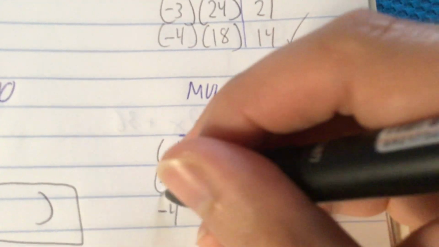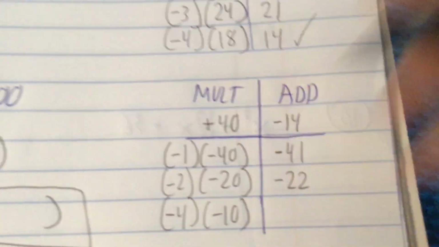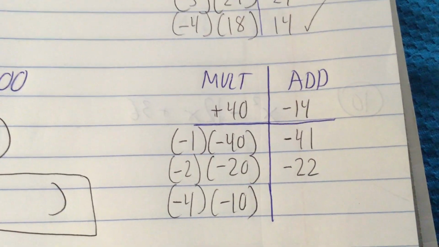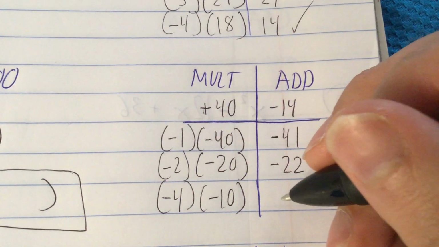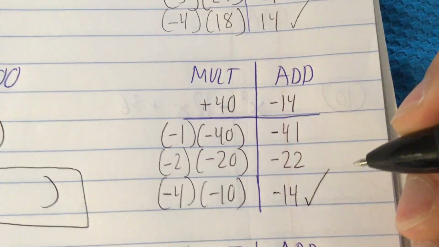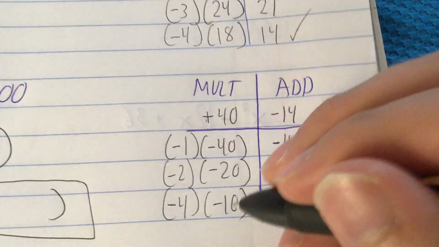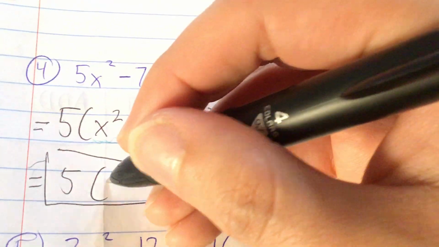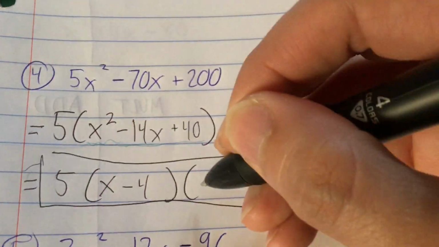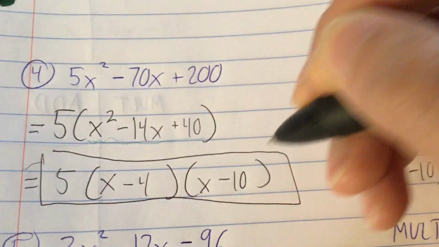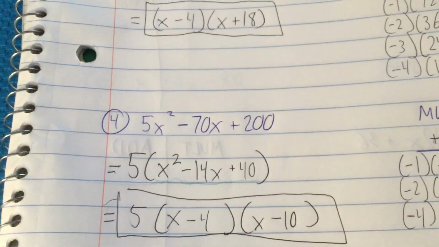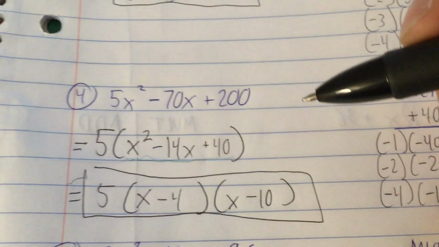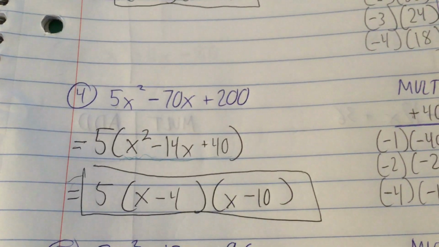Let's try negative 4 times negative 10. Negative 4 times negative 10 is positive 40. Negative 4 plus negative 10 is negative 14. We've got a winner. So the winning combination is negative 4, negative 10. So that becomes x minus 4, x minus 10. You could also write this as 5 times x minus 10 times x minus 4. But believe me, I want to see it completely factored out, including the GCF.